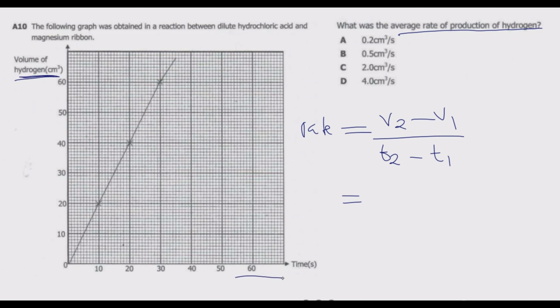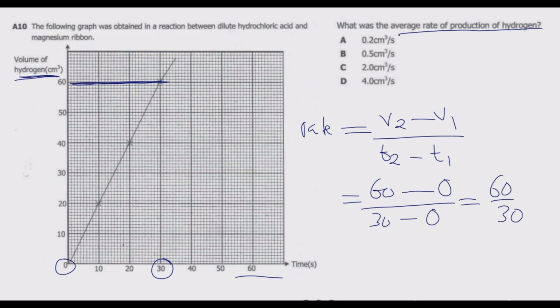So we are starting from 0, then we are producing up to somewhere 60. So it will be 60, which is volume 2, minus the initial, which is 0, over the final time, which is 30 seconds, minus 0, which is 60 over 30. So 60 divided by 30, we end up with 2.0 centimeter cubed per second.